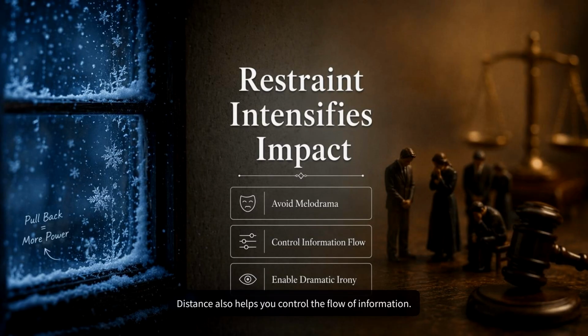Distance also helps you control the flow of information. You can withhold a character's thoughts to preserve mystery. You can manage what the reader knows relative to what the character knows. This is how you build dramatic irony. And finally, wider distance helps when you handle multiple characters in a single scene. It allows equitable treatment of several points of view. It prevents reader whiplash from too close perspective shifts. And it maintains objective observation of group dynamics.